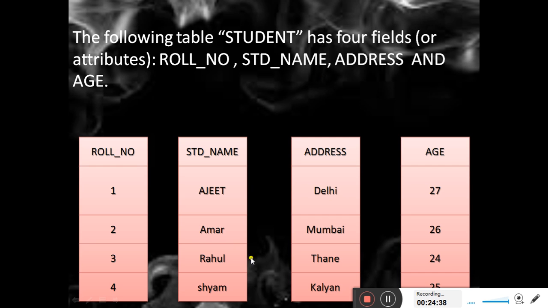Now this is one column, the heading of this column is roll number and the data type assigned is number or integer here. Second column, third column, fourth column, second heading, third heading and fourth column heading. Got it?